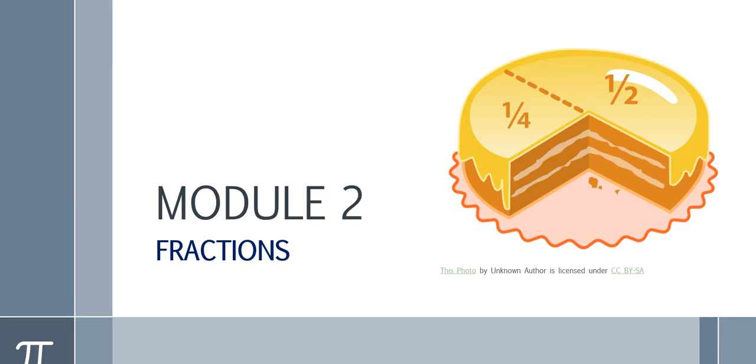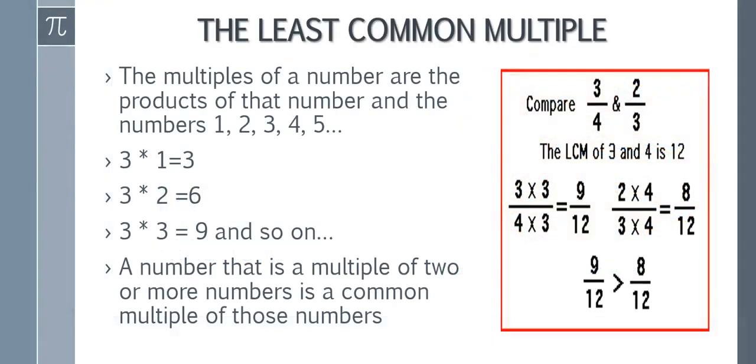Before we begin with fractions, we're going to learn things such as the least common multiple. Students sometimes confuse the least common multiple with the greatest common factor. However, the least common multiple, also abbreviated LCM, tells us how to find the multiples of a number.